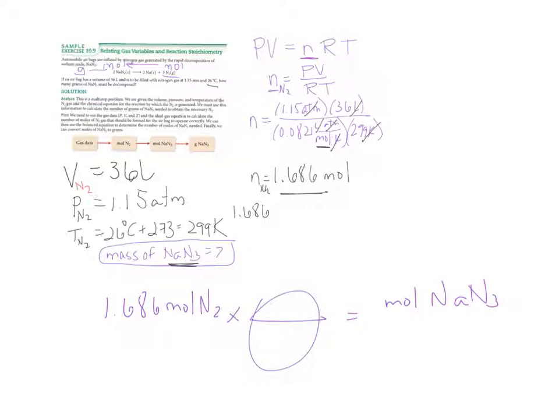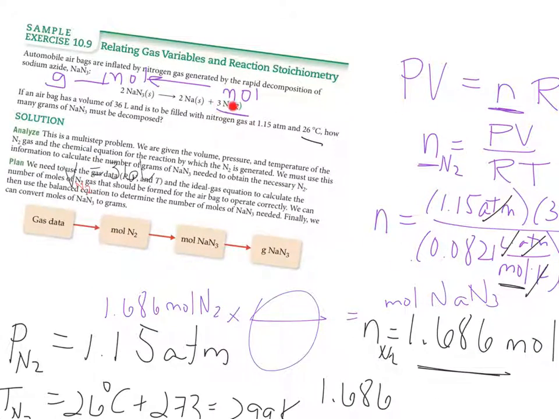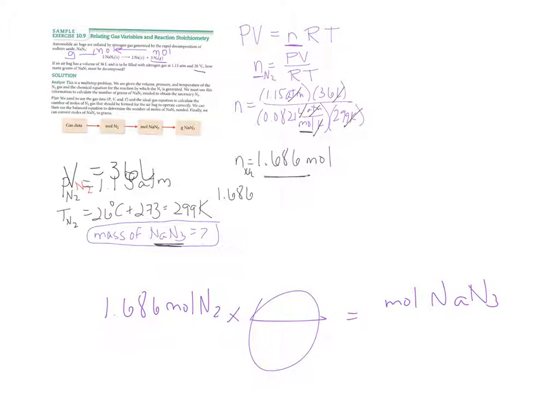For every 3 moles of nitrogen gas that's produced, I need 2 moles of sodium azide. You can see if I make it bigger, it's 3 here. That comes from this 2 right here. So if I multiply this, I'll find out how many moles of sodium azide made this many moles of nitrogen.